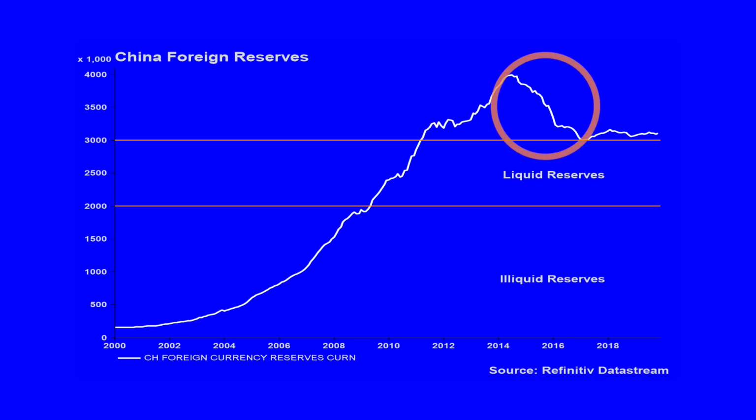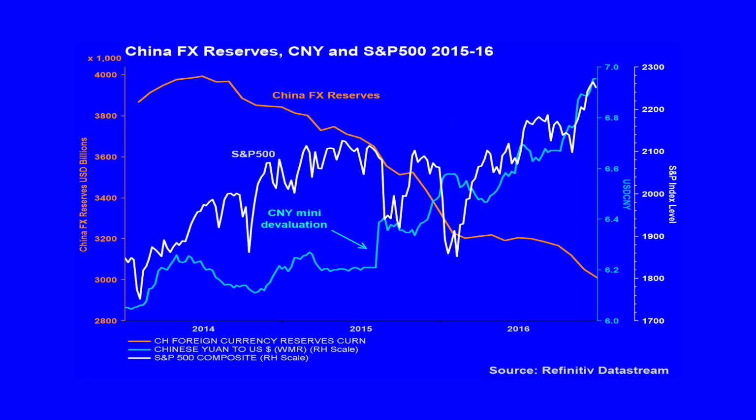Chinese FX reserves fell from 4 trillion to 3 trillion. And I think most analysts would suggest that 3 trillion of reserves are left, and of that only 1 trillion are liquid reserves, and that the other 2 are tied to illiquid assets and projects. There was an attempt at a mini devaluation in 2015, but this simply accelerated the outflows from China and briefly unhinged global markets. This led to the Shanghai Accord and the aforementioned capital injections in 2016.